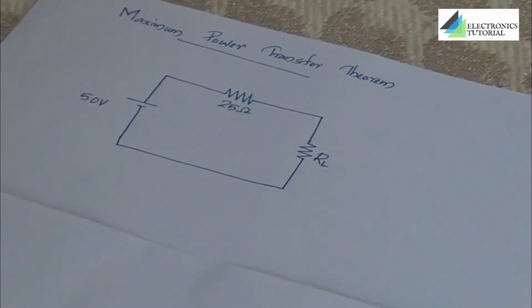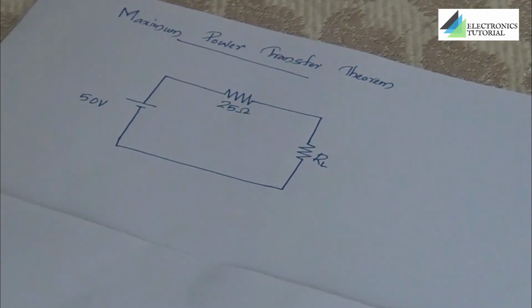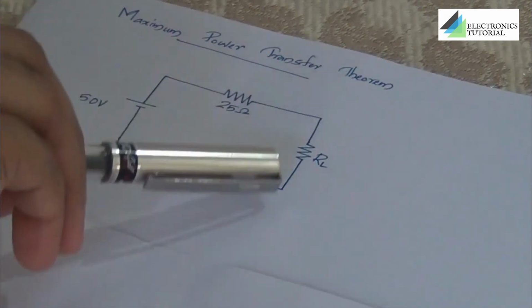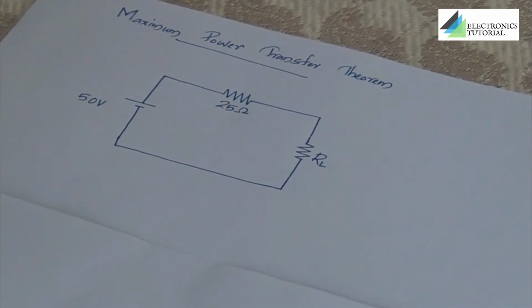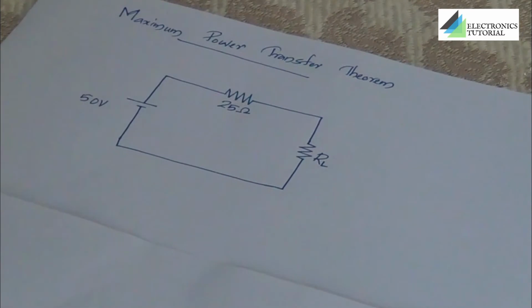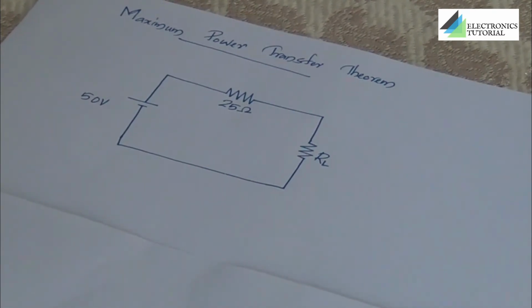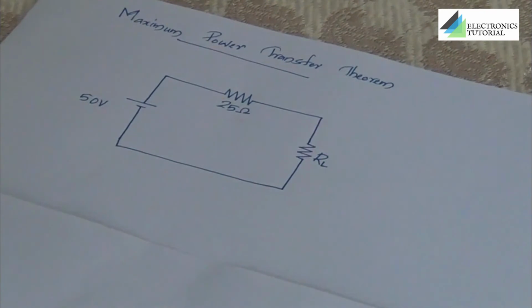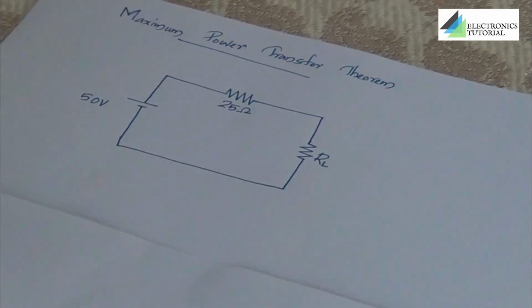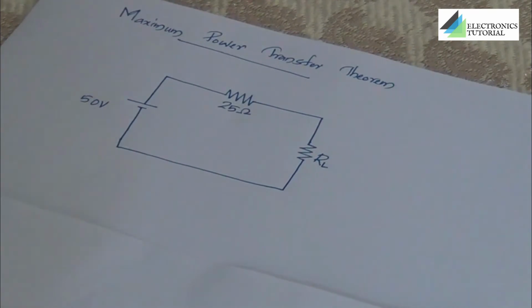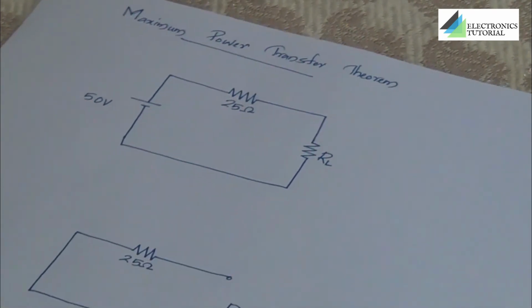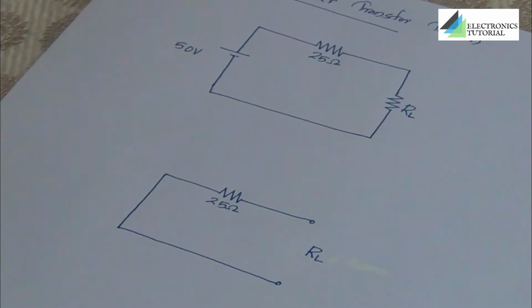So, based on the theorem, we need to redraw the circuit. First, we have to open circuit the load terminal. Then, one more thing should be done. The circuit should be free of any type of sources. That is, this 50 volt source should be replaced, and as it is a voltage source, it should be replaced with a short circuit. Step number 1, RL should be drawn as open circuit. Step number 2, 50 volt as short circuit. And this will be the remaining circuit.